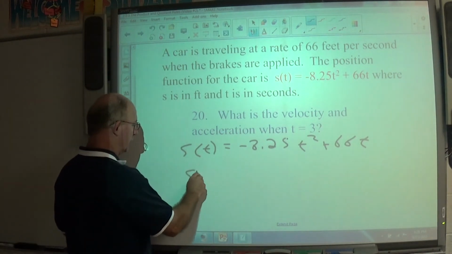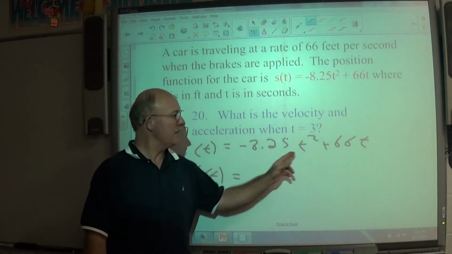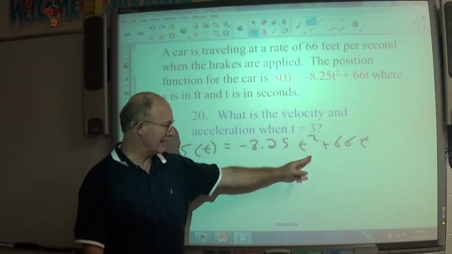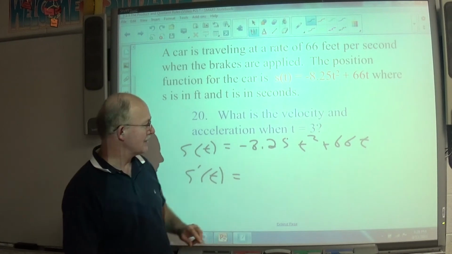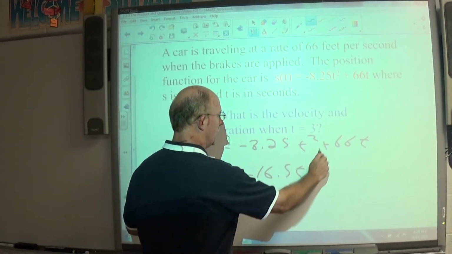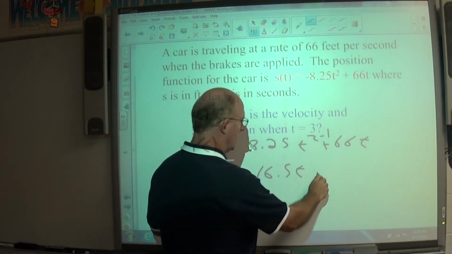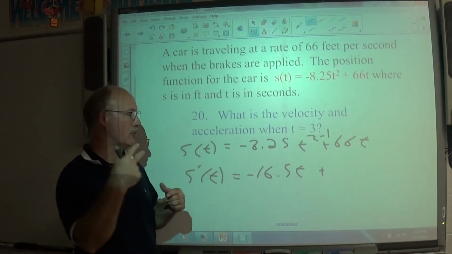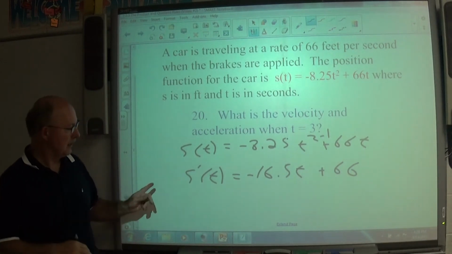So let's do s prime t. All right, so the first derivative. Now you got to take the derivative of the position function. So as you take the derivative of negative 8.25 t squared, 2 times negative 8.25 gives us a negative 16.5 t. Subtract 1 from your exponent, so it'll be negative 16.5 t plus. Now the derivative of 66t is 66. You just drop the variable. So plus 66.